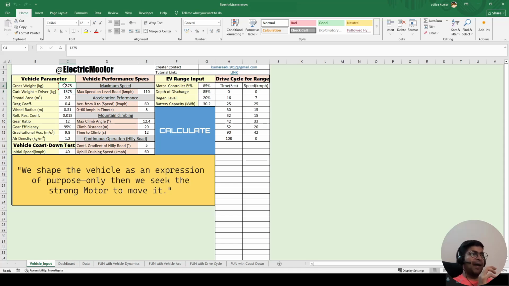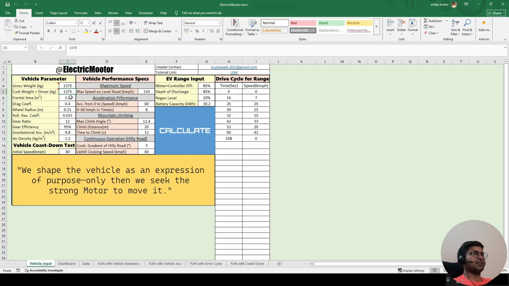So for the max torque calculations, I will be using the gross weight, which is equal to the vehicle weight plus all the passenger weight plus all the goods that we can put inside the trunk. That will be the gross weight. For the acceleration performance calculation, we will be using the curb weight plus the driver weight. Here I have put the same number in both, but you are free to modify this.